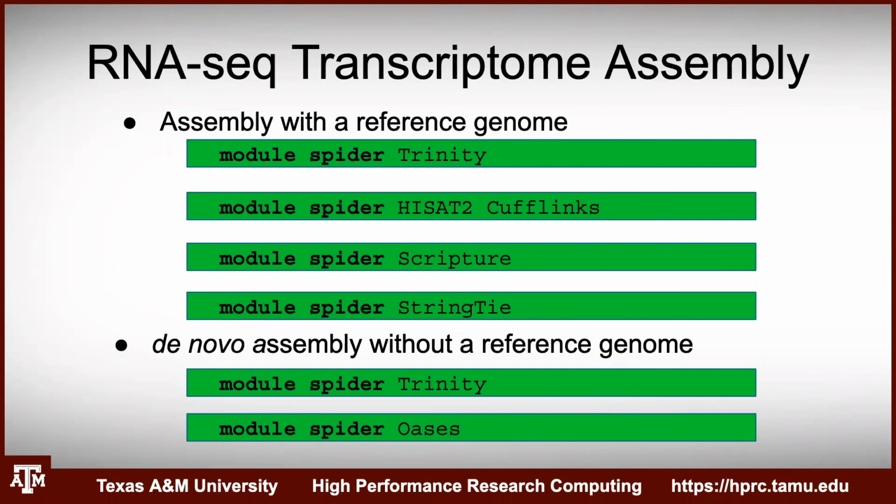So transcriptome assembly, well, there are a number of ways to do this. You can just type in module spider Trinity or HiSat2 and Cufflinks to get more of an idea. Without a reference genome, Trinity is the one I would recommend.